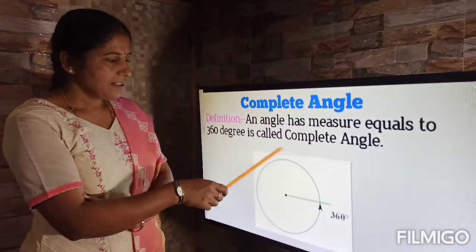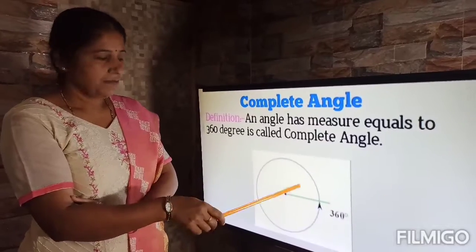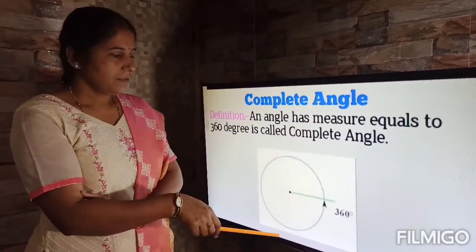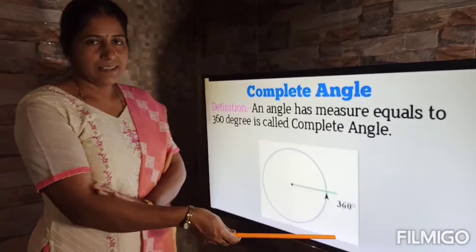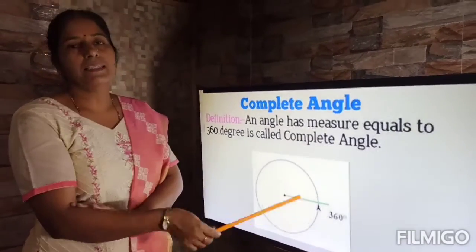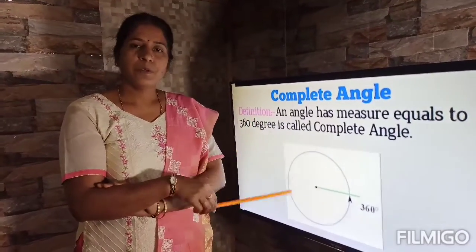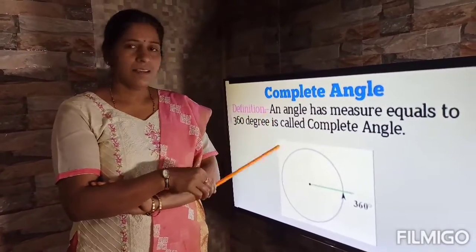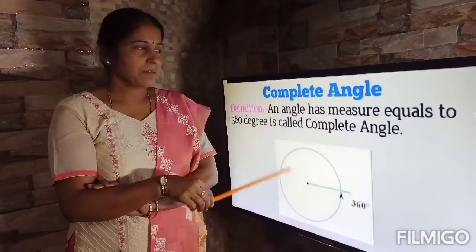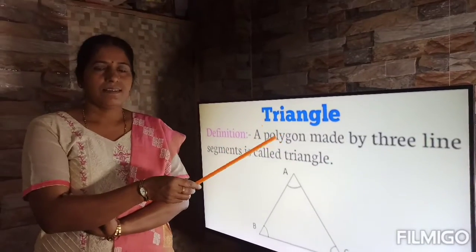See here, this is a circle. A circle has 360 degrees. This is called the complete angle. So children, now you know all the 6 types of angles.